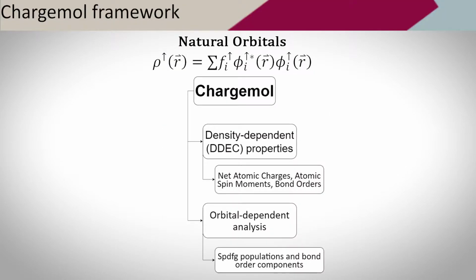Constructing a WFX file is necessary because the ChargeMold program uses natural orbitals to calculate different properties. As shown in the equation here, the density of spin-up electrons can be expanded in terms of spin-up orbitals phi, and their occupation numbers fi. These spin-up natural orbitals diagonalize the spin-up first-order density matrix. An analogous set of equations holds for the spin-down orbitals and spin-down occupation numbers to get the density of spin-down electrons. These natural orbitals and their occupation numbers are stored in a WFX file.